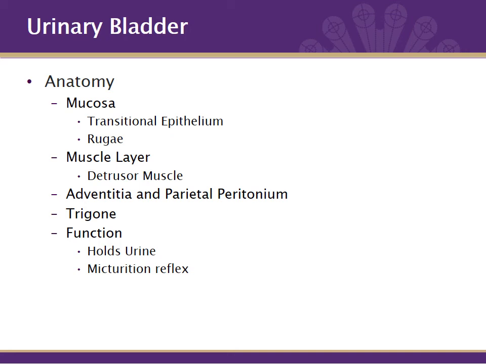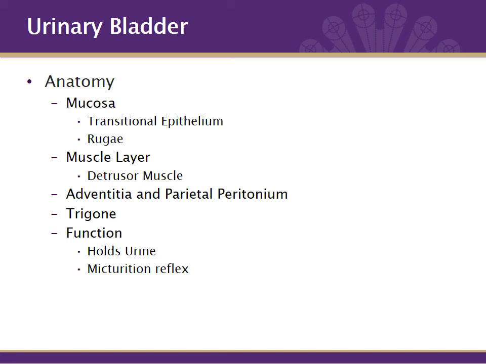Second, the muscle layer is referred to as the detrusor muscle and is composed of 3 layers of smooth muscle. Third, there are 2 different segments of connective tissue that cover the urinary bladder. The adventitia covers the majority of the bladder, and parietal peritoneum is found on the superior or curved portion of the bladder. Internally, there is a region called the trigone. It is triangular in shape and is formed by the entrance of both ureters and the exit to the urethra. This is a common site for UTIs, urinary tract infections. The urinary bladder functions as a place to store urine until it can be eliminated from the body.